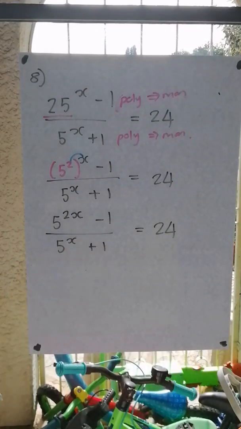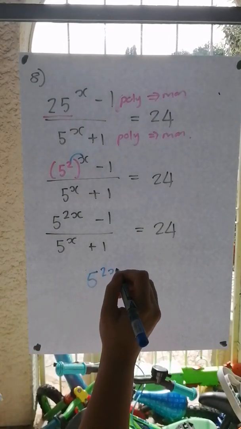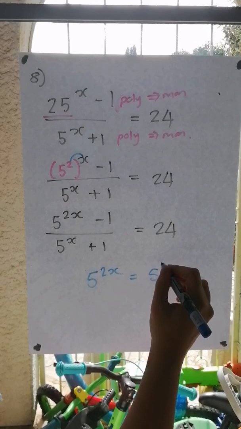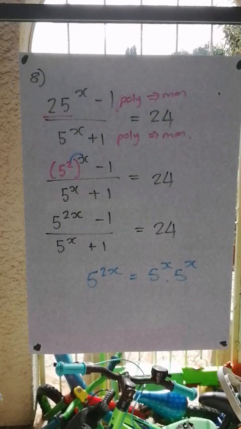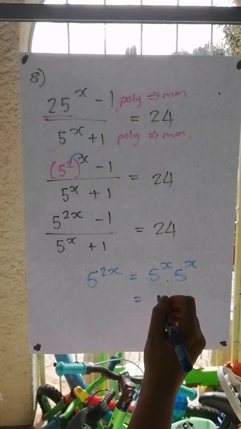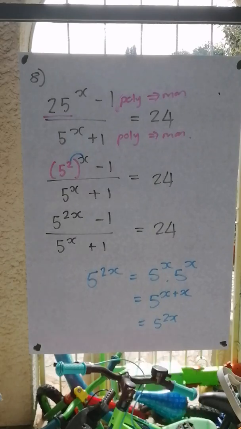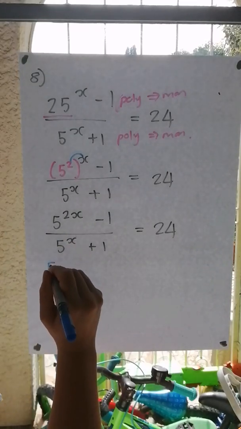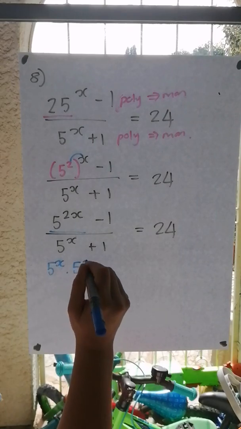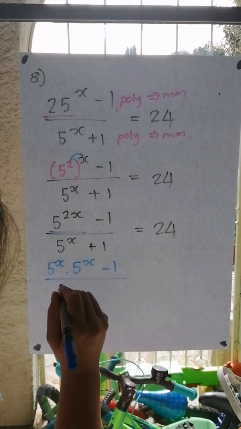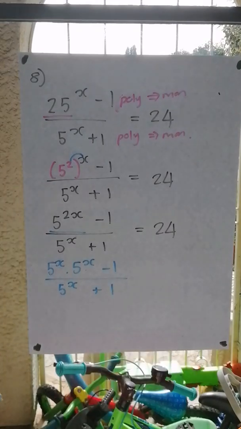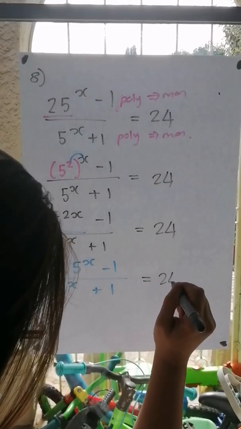Now, we spoke about this in the previous lesson. What does 5 to the power of 2x mean? 5 to the power of 2x means I had two 5s that were multiplied together, and I had two x's. Why? Because the x plus the x, that's my rule, x plus x, gives me 2x. So if I keep that in mind, I rewrite that as 5 to the power of x times 5 to the power of x minus 1 over 5 to the power of x plus 1 equals 24.